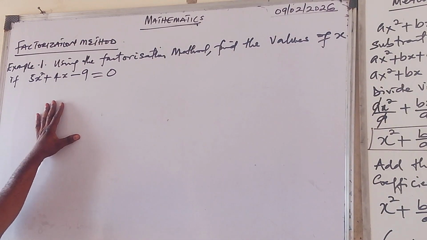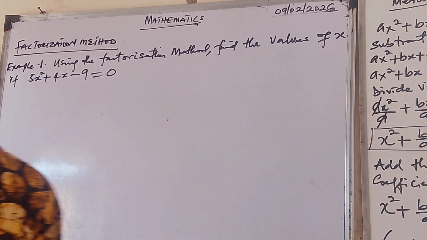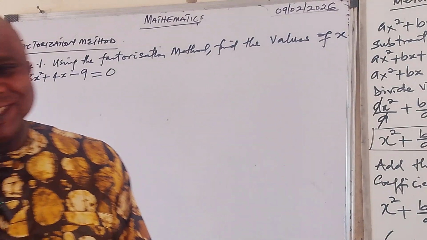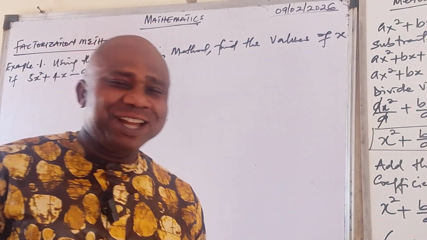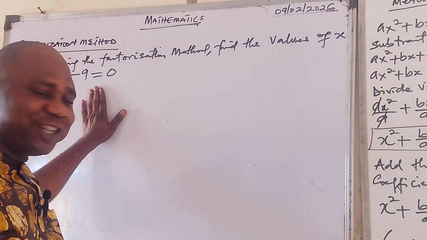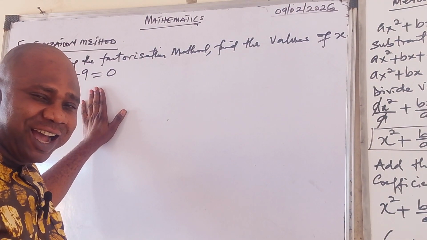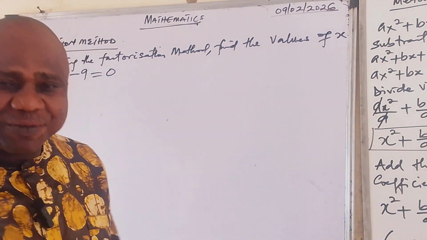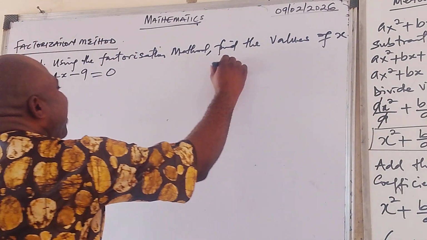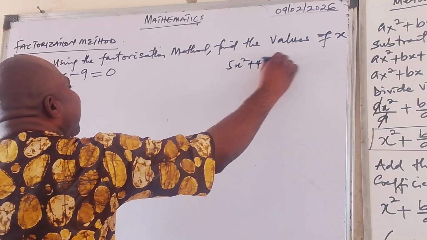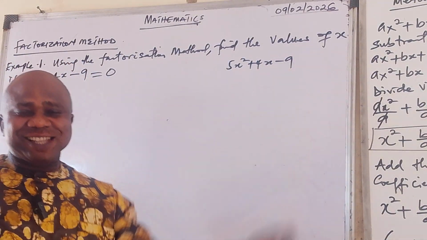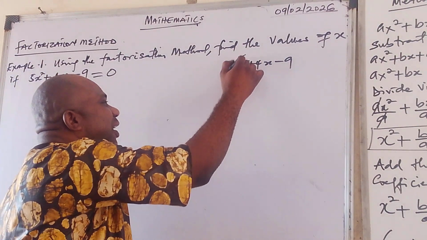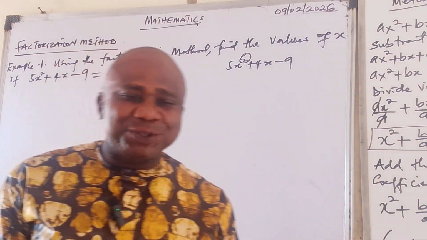Now, this is a quadratic equation. I remember last time I told us the difference between an equation and an expression. For an equation, there's an equality sign. Yes, an equation has an equality sign, while an expression does not. So if we have 5x squared plus 4x minus 9, in this case there's no equality sign. This is an expression. Because the highest power is 2 here, you call it a quadratic expression.